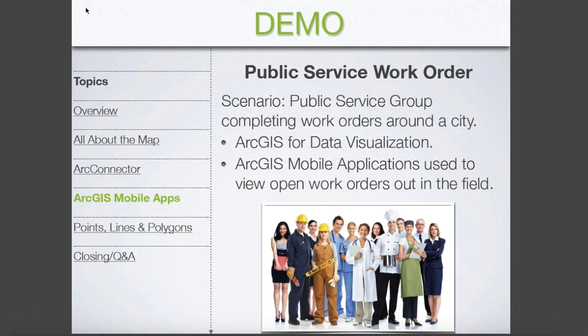What we're going to use in this scenario is ArcGIS data for data visualization. This is the ArcGIS Online side of things. And then we're going to use ArcGIS mobile applications, specifically Collector, to view the map and see all of your open work orders. Again, this is a connected solution, so you're going to see maybe 20 or 30 work orders out there, and as folks are submitting them, those points are going to be changing from red to green.